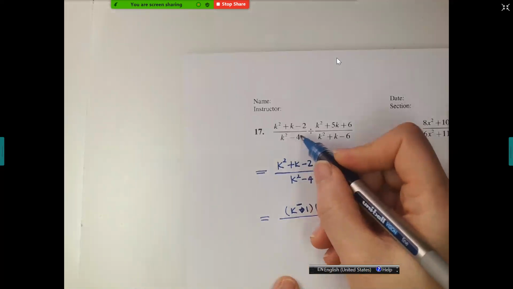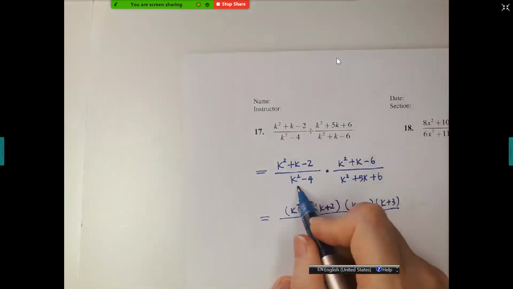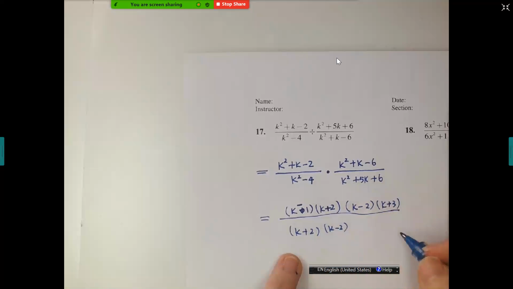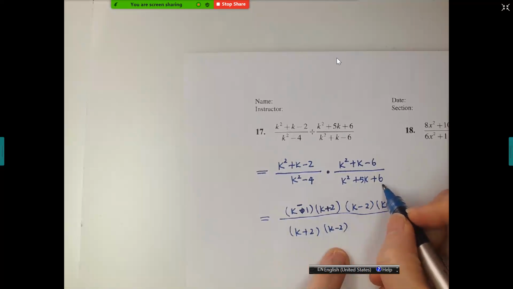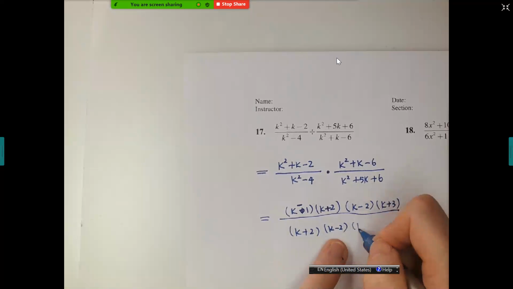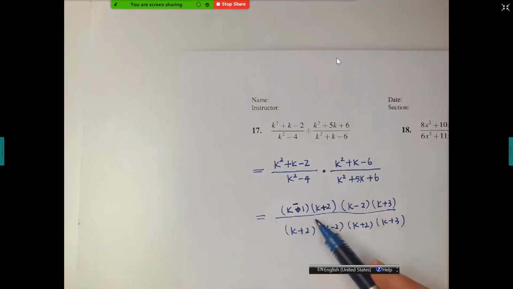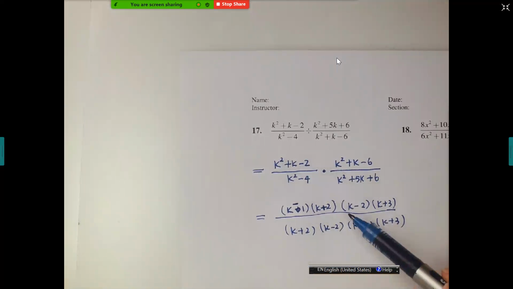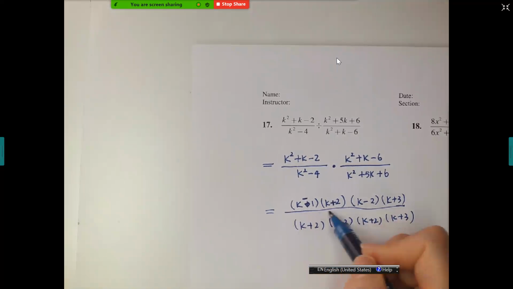Now we move on to the bottom here, over, so just one long bar here, over k squared minus 4, k plus 2, k minus 2. And we have this one, k squared plus 5k plus 6, 2 times 3, that's 6, 2 plus 3, that's 5, so k plus 2, k plus 3. So what I did here, I combined the two steps. So write down a long bar, numerator times numerator, and then factor each polynomial if we could. And I did the factorization. So just keep this long bar here.